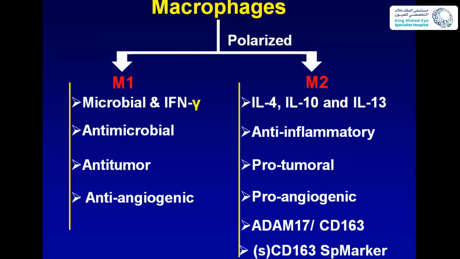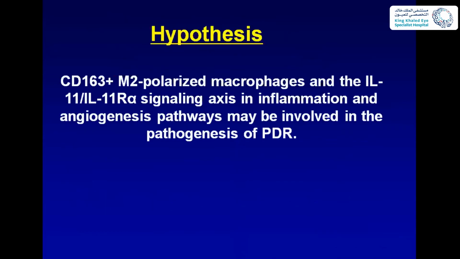In contrast, M2 is activated by interleukin 4, 10, and 13. And it is anti-inflammatory. It is pro-tumoral, but M1 is anti-tumoral. M1 is anti-angiogenic, but M2 is pro-angiogenic. And ADAM17 is the disintegrin metalloproteinase, which cleaves CD163, which is released in the media as soluble CD163, and that is a specific marker of the M2 macrophage.